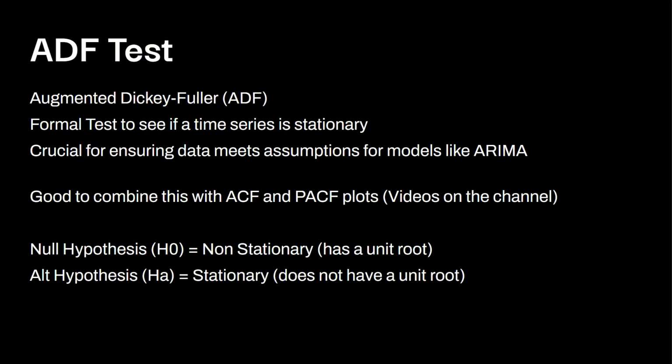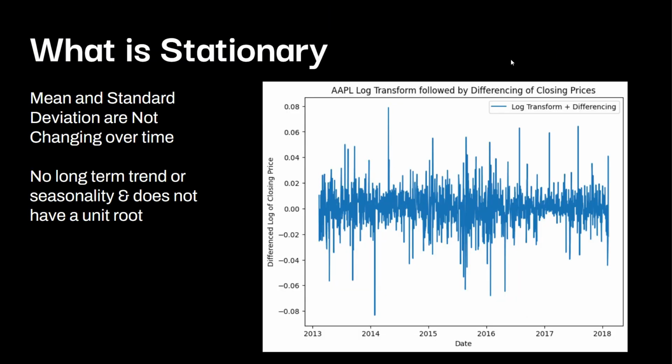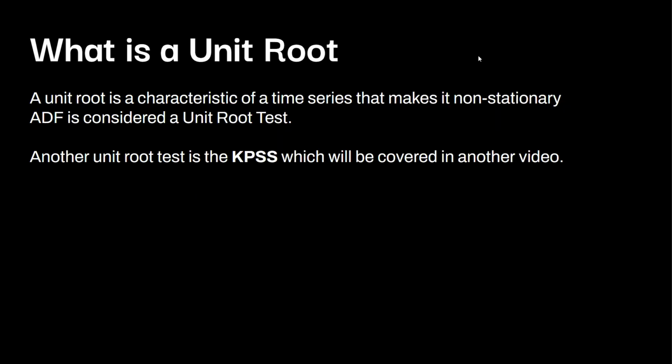Also, what you should know: the null hypothesis, H0, is that the series is non-stationary, meaning it has a unit root. The alternative hypothesis is stationary, which means it does not have a unit root. So what does stationary mean? Stationary means that the mean and standard deviation are not changing over time, there is no long-term trend or seasonality, and it does not have a unit root.